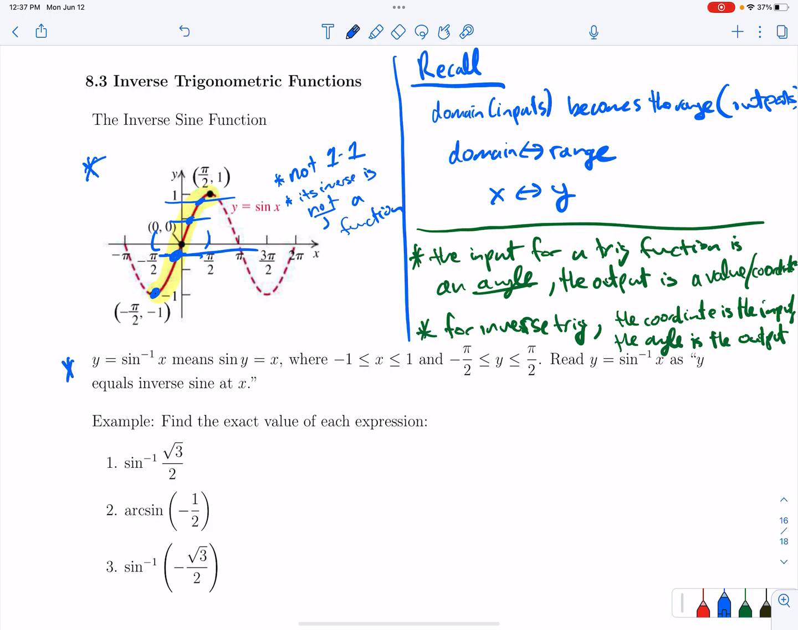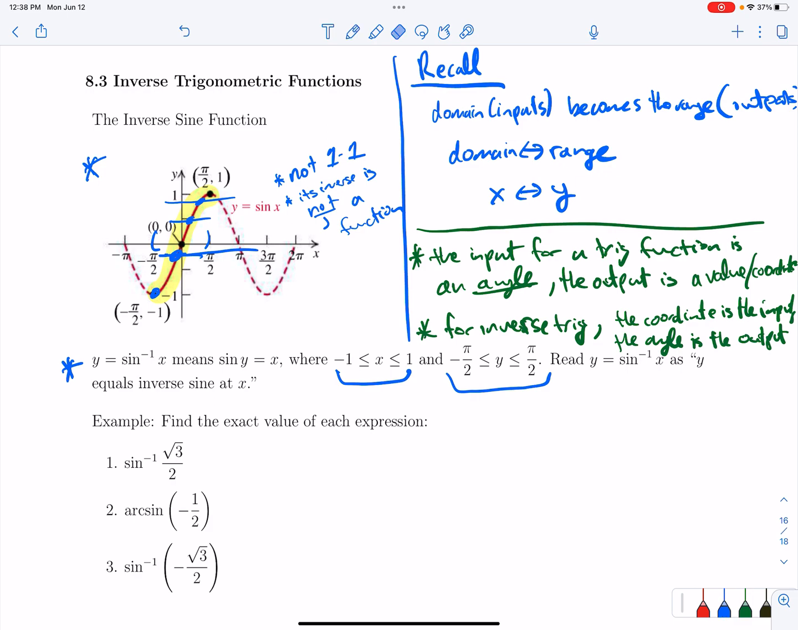So this statement here, y equals sine inverse of x, means sine of y equals x. So the x's and the y's are swapping places, where these values are swapping from each other. This is maybe a little hard to understand, so let's go through a couple of examples here.